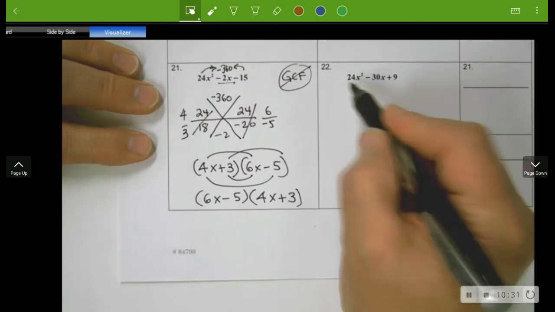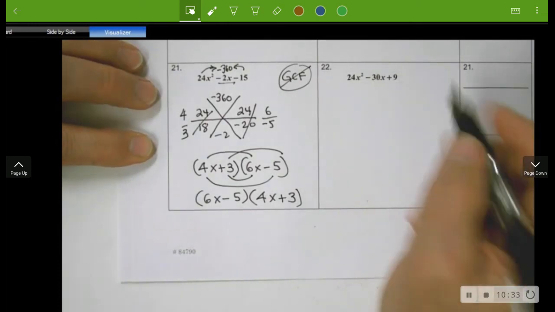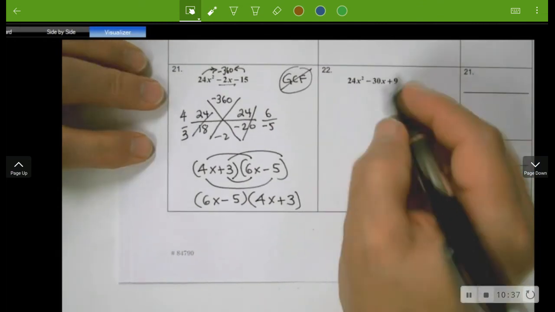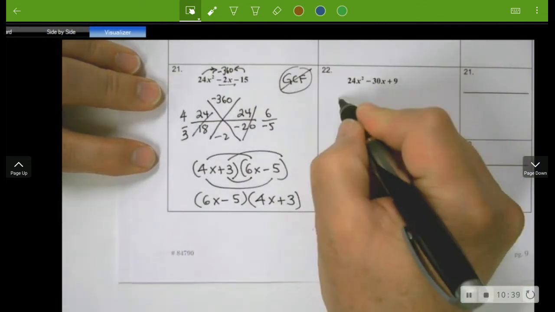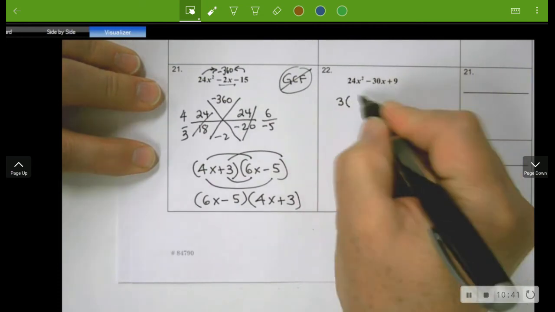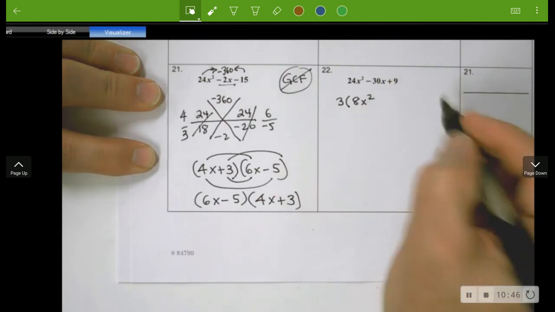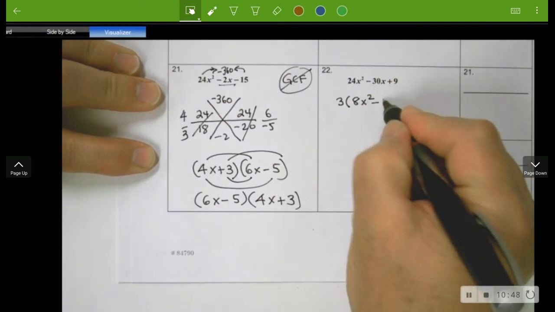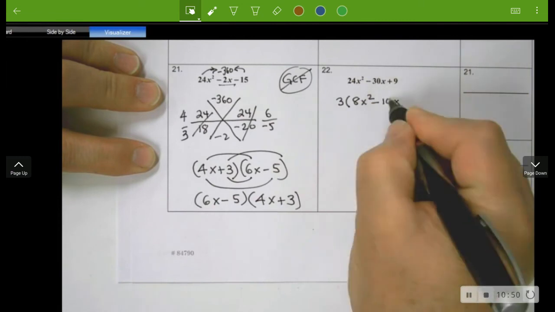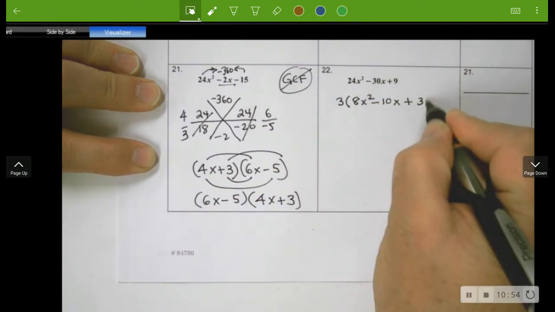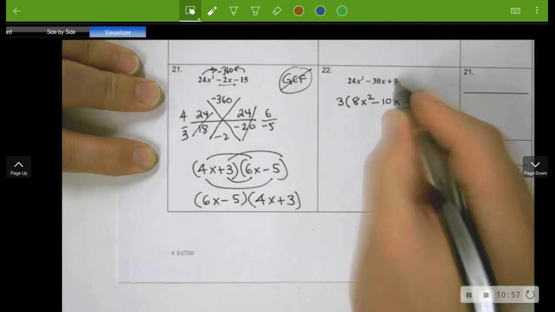Okay, here's the first one we've had that has a common factor, and this one has a common factor of 3. So we'll pull a 3 out of everything. There's your 24x squared right there. If you were distributing, you get your negative 30 right there, and you get a 3 in the end. This 3 times that 3 would give that 9.